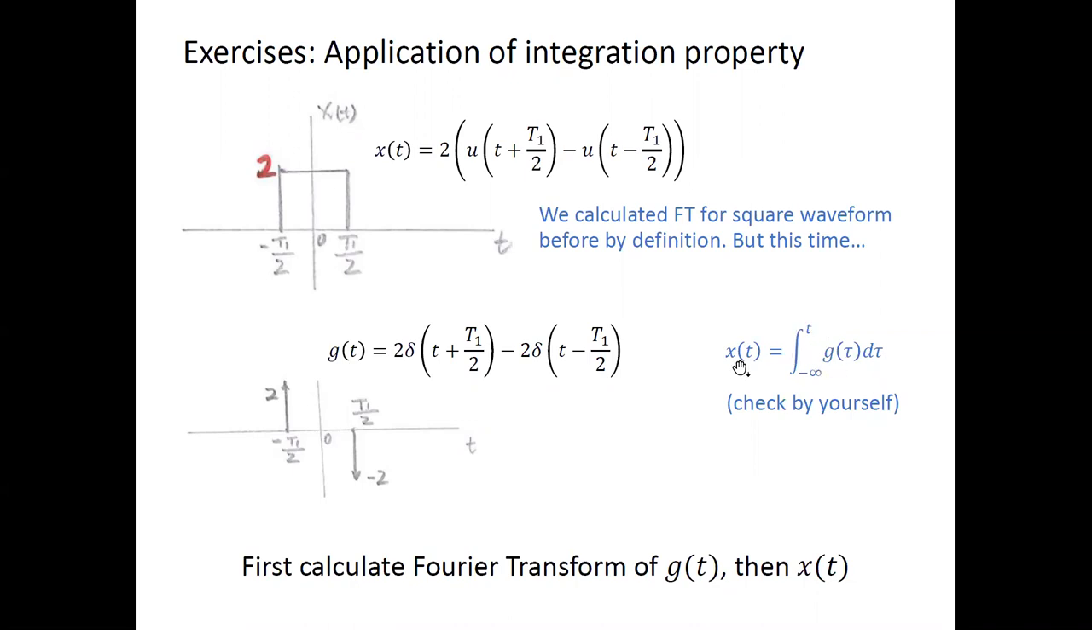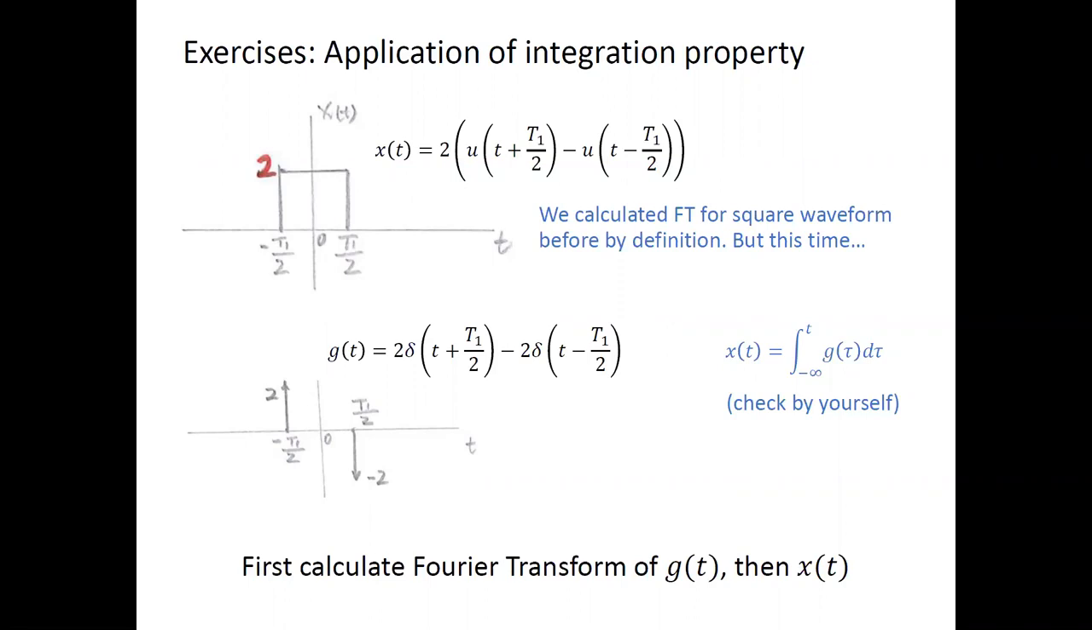This integral happens to be x of t. You can check it by yourself. Basically, when we take the integration before this point, minus t1 divided by two, we take the integration from minus infinity up to t, but the result is still zero because we are taking the integral of a constant zero value. Only when t reaches this minus t1 divided by two, it encounters this impulse, it can jump from zero to two. That's where the first step rises from. And similarly, you can check that with the negative impulse, it drops back to zero.